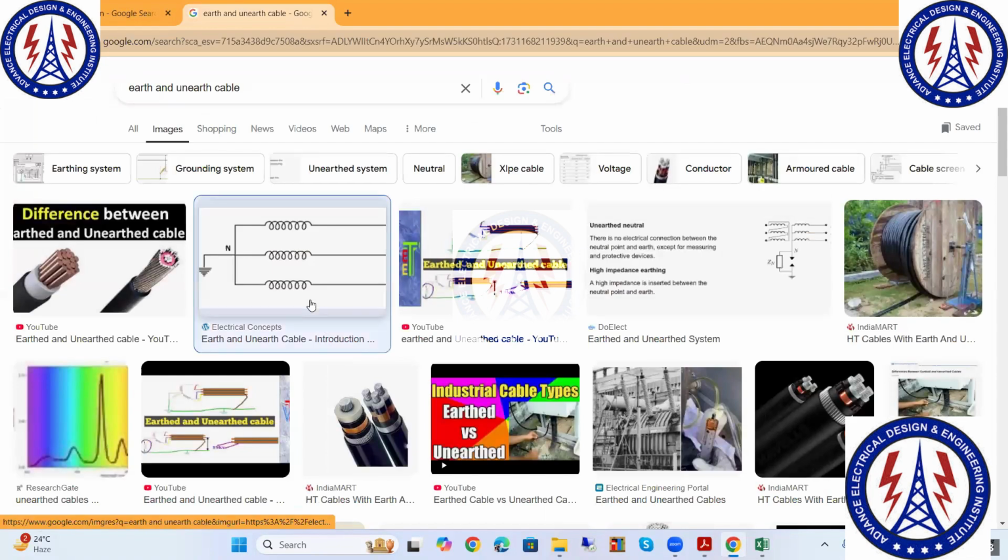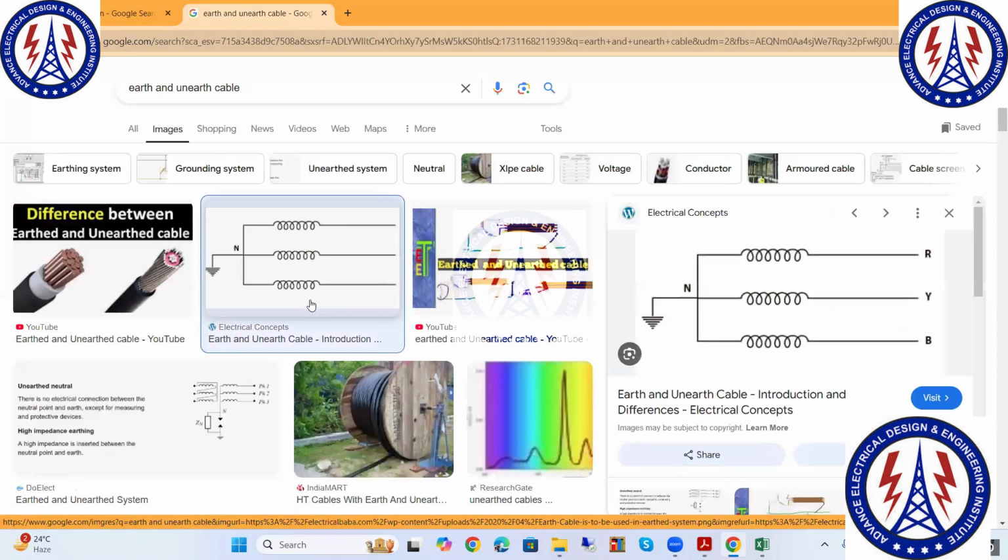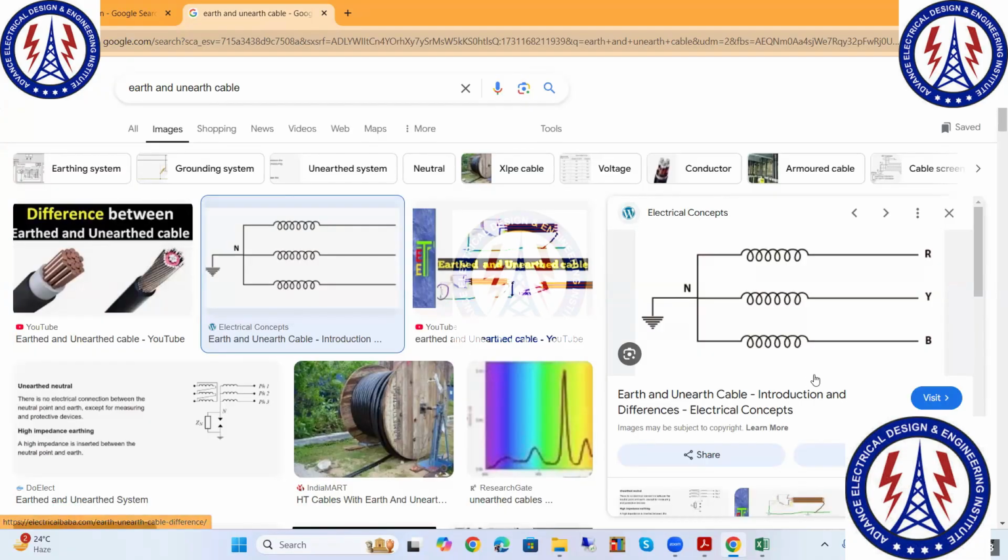Phase to earth means whenever I am grounding my system, the transformer neutral is grounded, so that system is called phase to earth. Because what will happen? Suppose an earth fault occurs, current will flow to the ground and return through this neutral. So you are getting a path. In that case, the insulation of phase to earth can be 1/√3 of the phase.